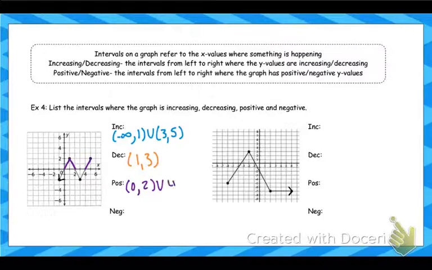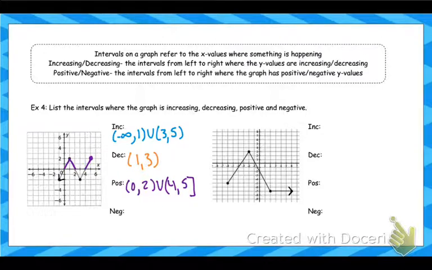It goes from 4 to 5. I'm going to use a parenthesis on 4 because, again, when x is 4, the y value is 0. But at 5, the y value is not 0. The y value actually has a positive number. So when x is 5, it does have a positive y value, so we're going to use a bracket.